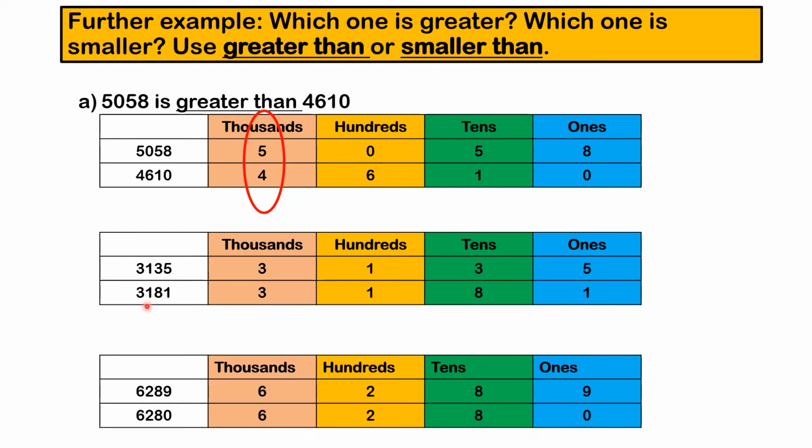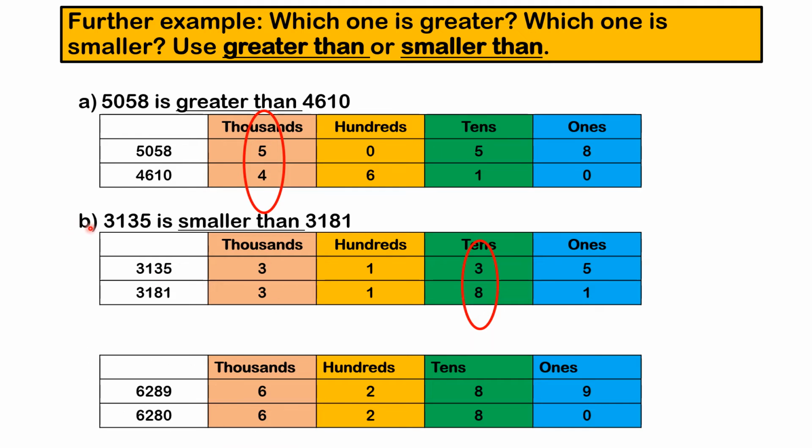Let's have a look at the second set of numbers to compare, where we have 3,135 and 3,181. Let's have a look at the thousands. We can see that we have the same thousands, so we cannot compare. Let's have a look at the hundreds. Again, we have the same hundreds, where we have 100s. Let's look at tens now, where we have different tens. Here we have 3 tens, and here we have 8 tens.